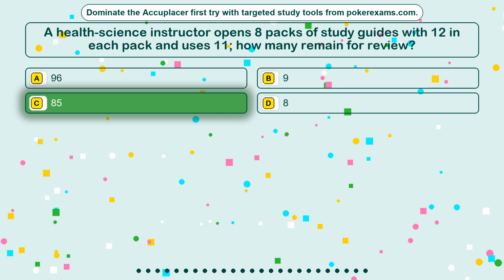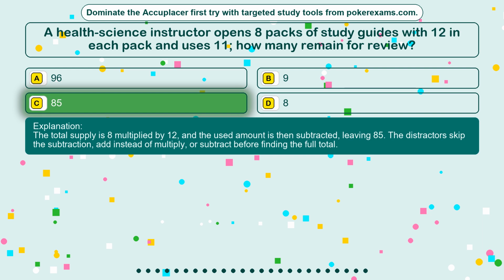The correct answer is option C, 85. The total supply is 8 multiplied by 12, and the used amount is then subtracted, leaving 85. The distractors skip the subtraction, add instead of multiply, or subtract before finding the full total.